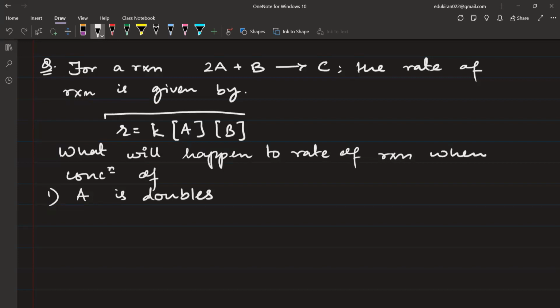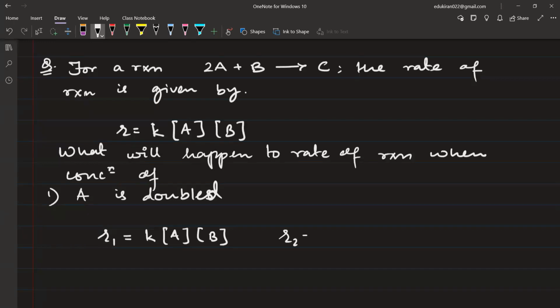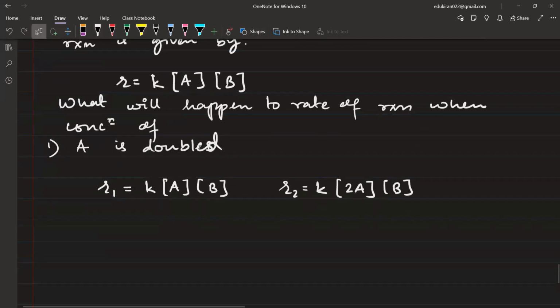Ye dekhiye, yahan se dekhenge aap, dekhiye kaise karenge is sawal ko, please. When we are doubling it, doubling se pehle kuch toh hoga, so we will call that R1. R1 is the rate when the A is not doubled, theek hai? Wahan se compare karenge, so we will have concentration of A into the concentration of B, theek hai? Aur R2 kya ho jayega? It will be equal to K. A will become 2 times of A, sahi hai? Correct? Yes. Theek hai?